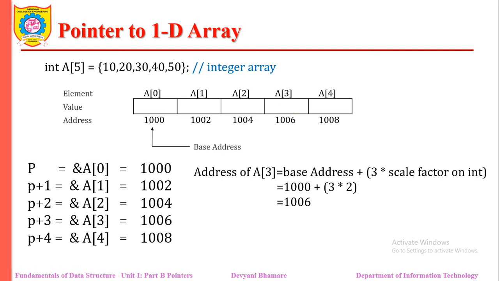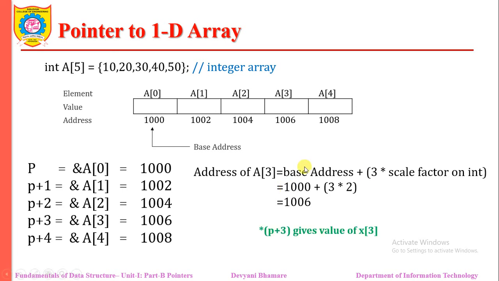We already saw how to compute the address of a specific element in the array. Suppose I would like to compute the address of a[3]. What do we need to do? We need to take how many elements are there before this a[3]. There are 3 elements. For every element the size is 2. So 3 multiplied by 2, that is the scaling factor of integer, which is 2. Both are added, and then we get the result 1006. So depending upon the base address, we can easily compute the address of our array element.